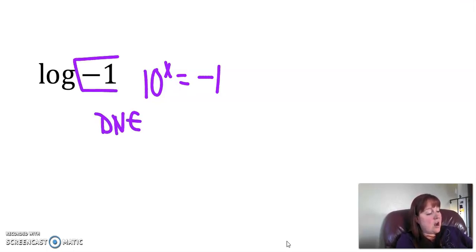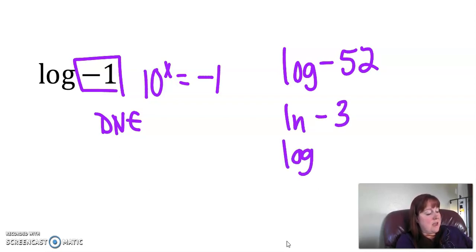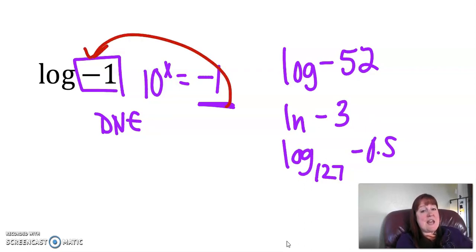You cannot have a negative argument, okay? So log of -52 doesn't exist. ln of -3 doesn't exist. Log base 127 of -0.5 doesn't exist, because you cannot get a negative number out of an exponential function. Exponential functions never, ever spit out negative numbers. Therefore, this argument can never be negative.